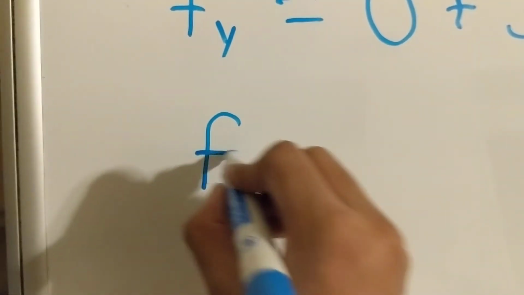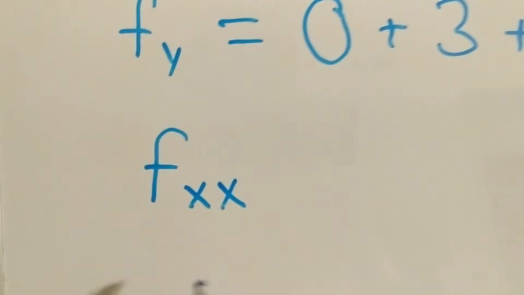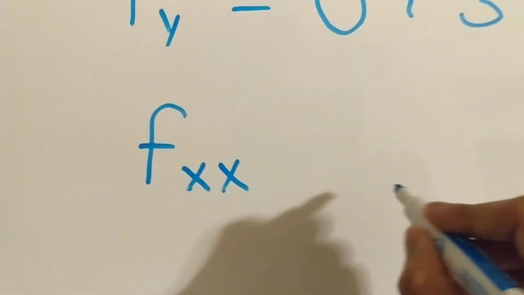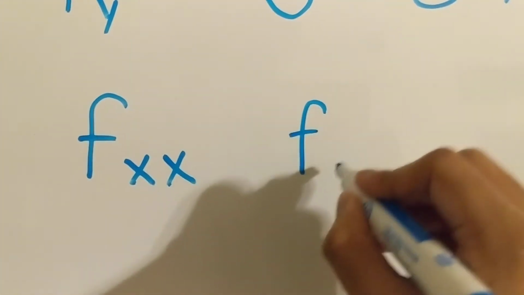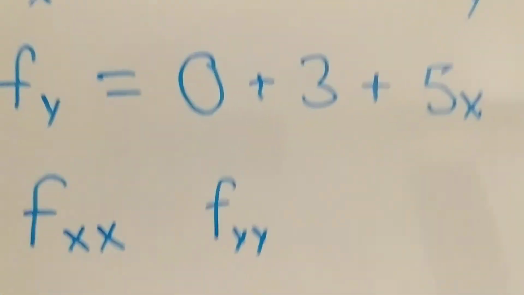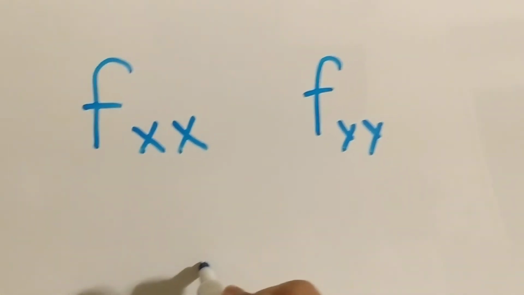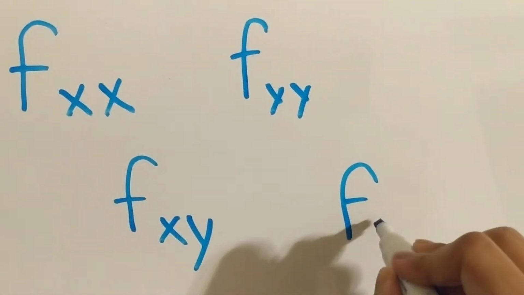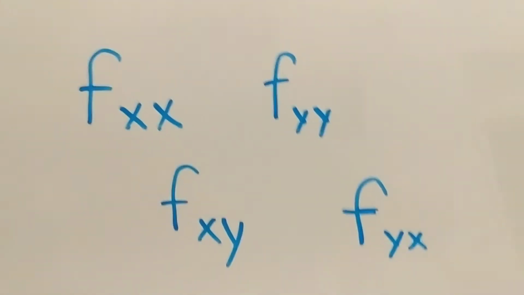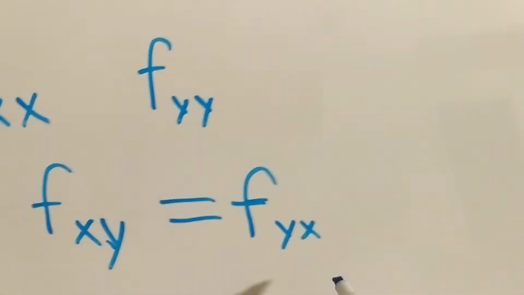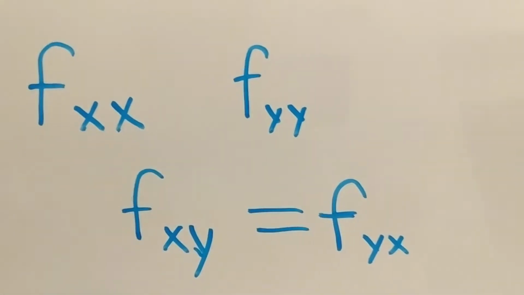You can do f of x, x. What this is, you take the partial derivative with respect to x, and then you do it again with respect to x. And then we can also do partial derivative with respect to y and y. So you take the partial derivative with respect to y, as we did here, and then you take the partial derivative with respect to y again of this function. You can also do f of x, y, and f of y, x. And it just so happens that these two are equal. So if you do xy or yx, the order actually does not matter. There's a certain theorem for this.